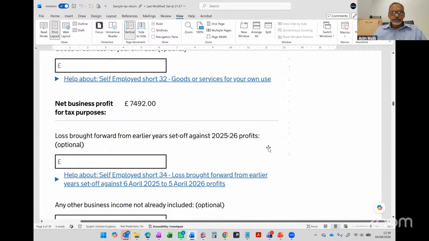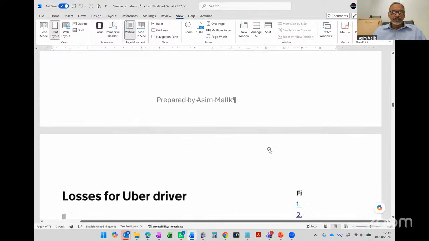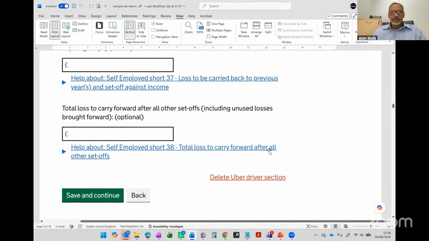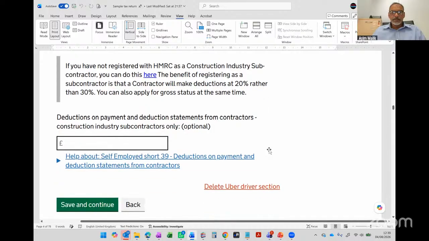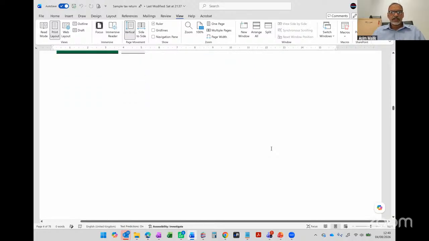And yeah, so basically based on that, the system will calculate your net profit, give you an option of setting off any losses, और आपको taxable element आ जाएगा. अगर आप construction sector में हैं, and आपका tax deduct हुआ है under CIS scheme, तो this is an opportunity कि आप उसको claim back करोगे and it be set off against the liability, और आपको अगर refund है तो refund मिलेगा, otherwise you just pay the difference.